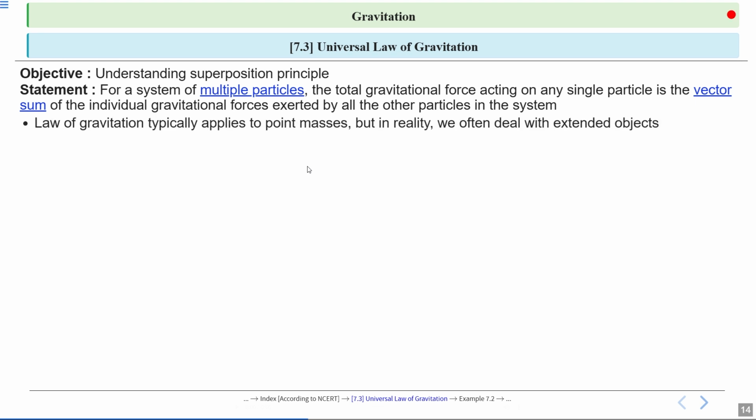Law of gravitation is often applied to point masses. In reality, we frequently deal with extended bodies. This distinction is significant because it affects how we calculate gravitational forces in practical scenarios, such as when we are dealing with planets or large celestial bodies.